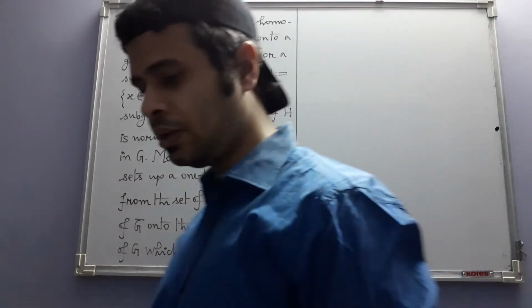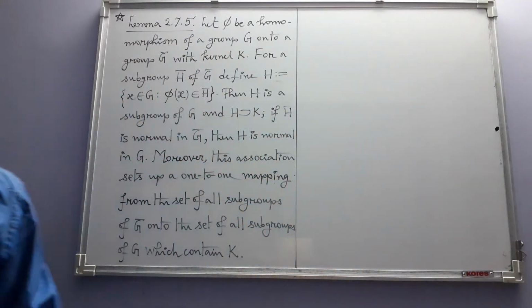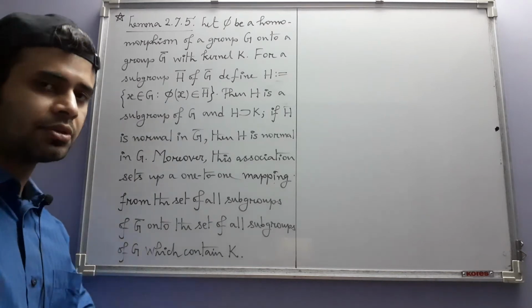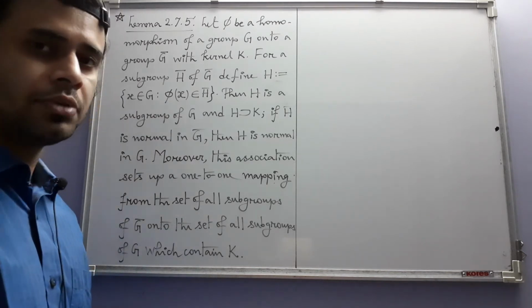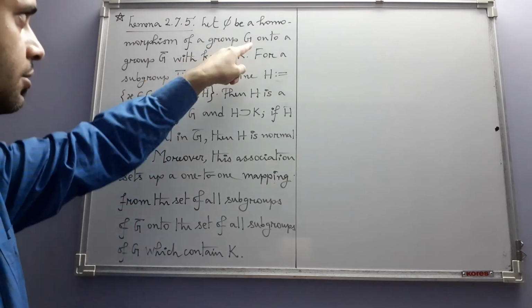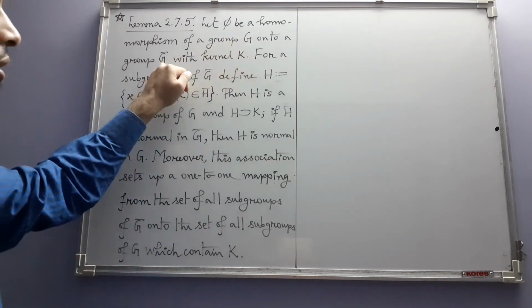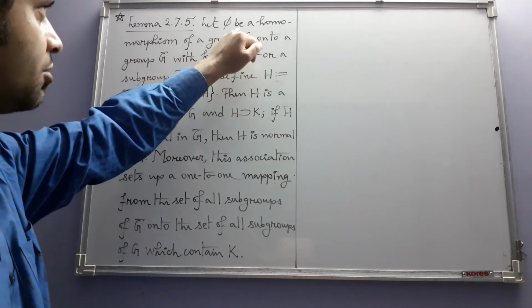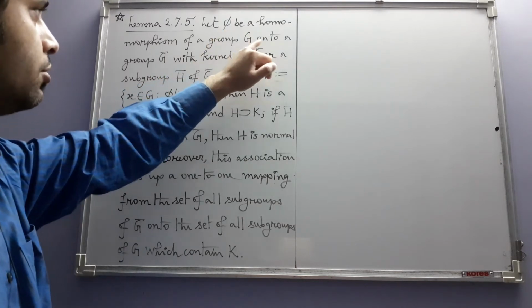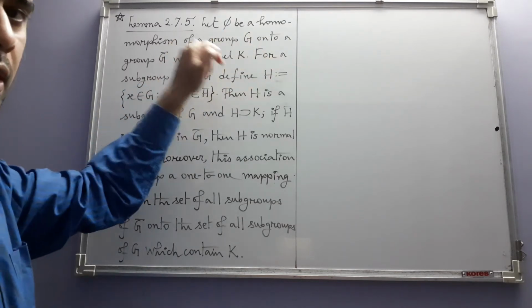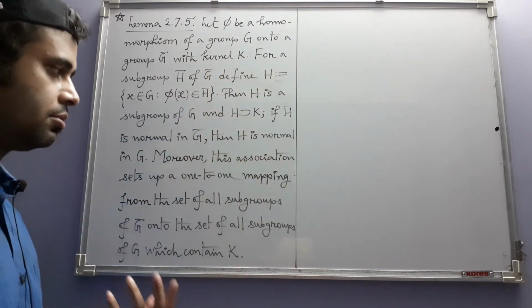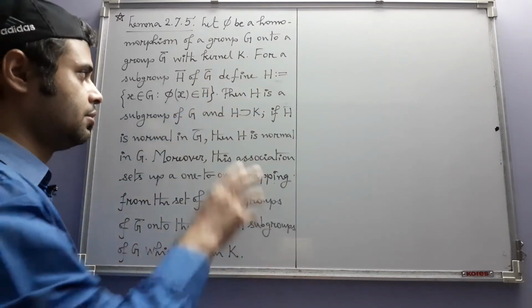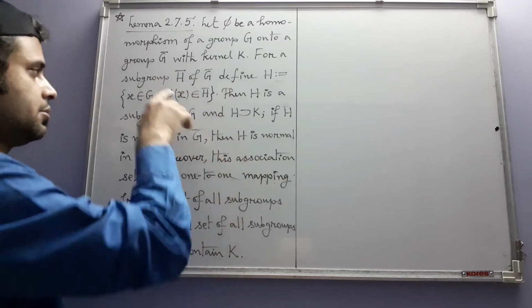Okay, next we have the corresponding theorem, Lemma 275 in this book. In this lemma we are given two groups G and G bar, and there is a homomorphism phi from G onto G bar, and the kernel of this homomorphism is K. Now this is given under these conditions.